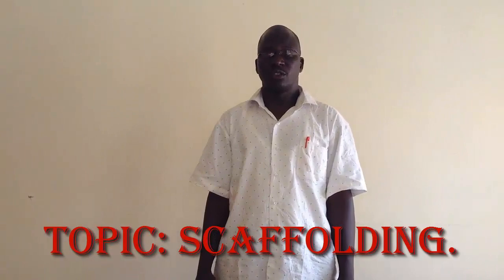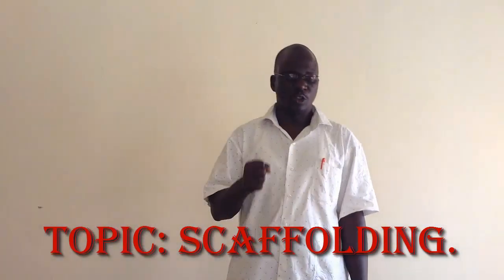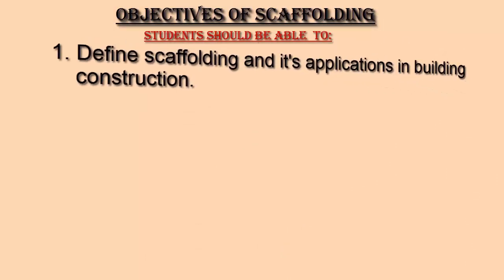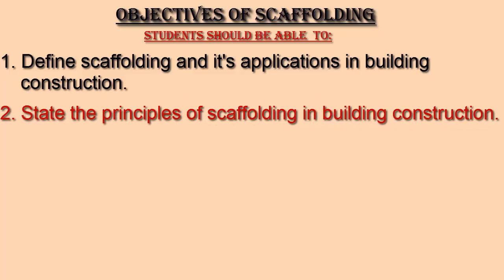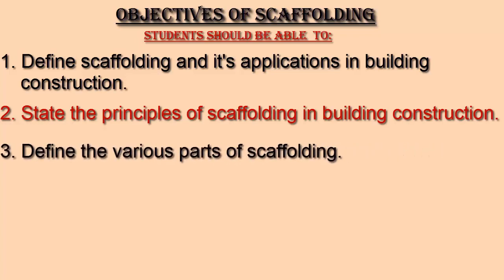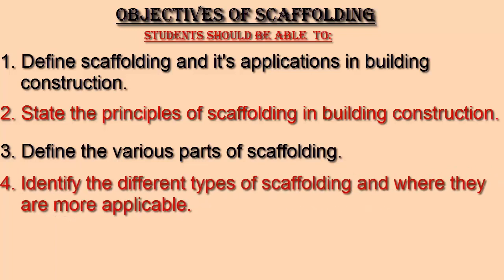Today's topic for discussion is going to be on scaffolding used in building construction. At the end of this lesson, the students are expected to be able to: 1. Define scaffolding and its application in building construction. The student should also be able to state the principle guiding scaffolding in building construction. The students, after the lesson, should also be able to define various parts of scaffolding. And lastly, the student should be able to identify the different types of scaffolding and where they are more applicable. At the end of this lesson, the student should be able to meet up with this objective.